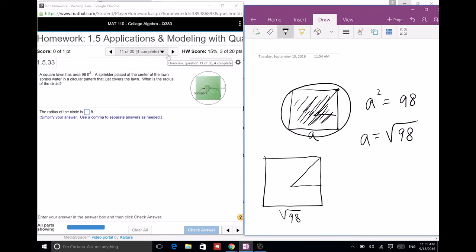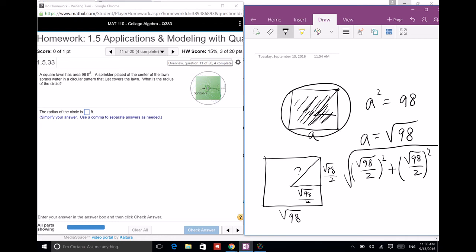This is square root of 98, but it's divided by 2. And this is square root of 98 divided by 2, and he asks you for this one. Basically it's square root of 98 multiplied by 2. So you can use the Pythagorean theorem: a squared plus b squared equals c squared. You can do square root of 98 divided by 2, squared, plus square root of 98 divided by 2, squared, and take a square root, and it's going to be your radius.